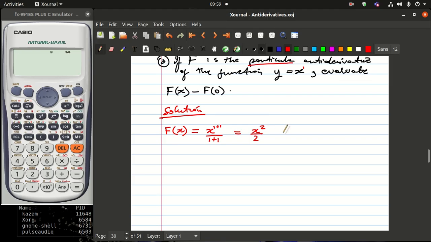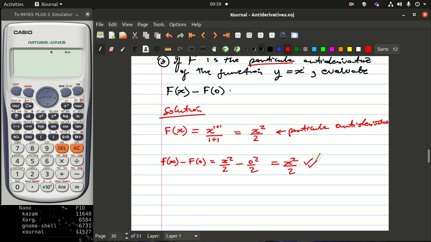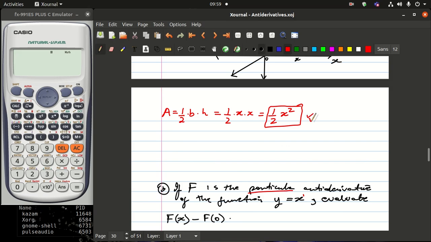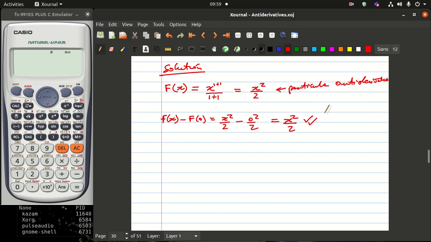Then when you're looking at this, let me write it down. This is a particular antiderivative. And of course, now when you're looking at f of x minus f of 0, you're going to get x squared divided by 2, and then minus 0 squared over 2, which is just the same as x squared over 2. If you look at this value here and that value there, you can see that they are actually the same. That is what we are having in this particular case.